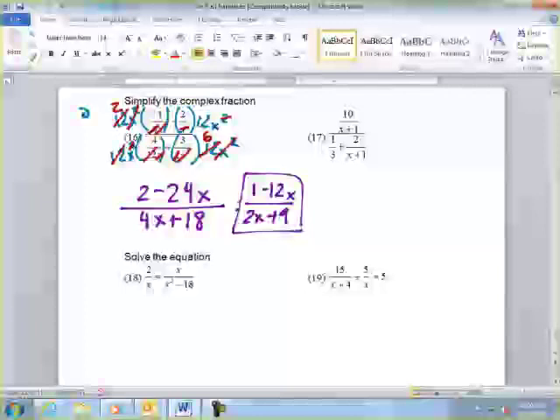So in the next one, what's our LCD going to be? 3x plus 1.